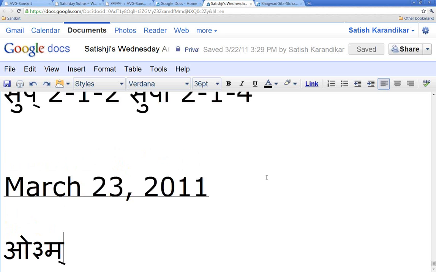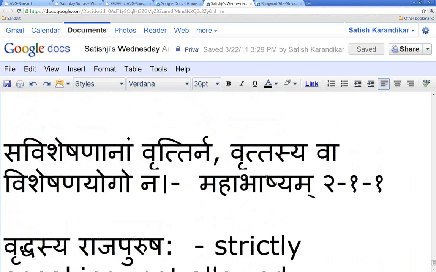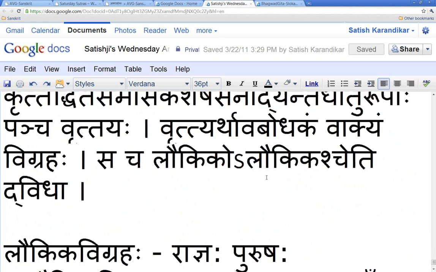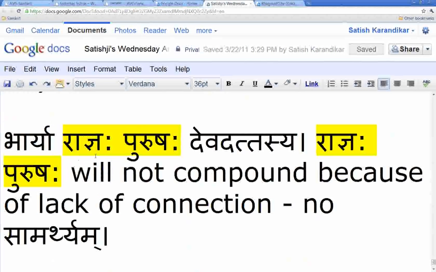So the example we saw last time was Bharya Rajnyaha Purushaha Devadattasya. You cannot make it Raja Purusha as a compound because the Samarthyam is not between the Purusha and the Raja, but it's between the Bharya and Raja. So that is what we were looking at last time, this Samartha Padavidihi. That's the basic gist of Samartha Padavidihi. It's a bit of a complicated concept, but for the time being, that is fine.